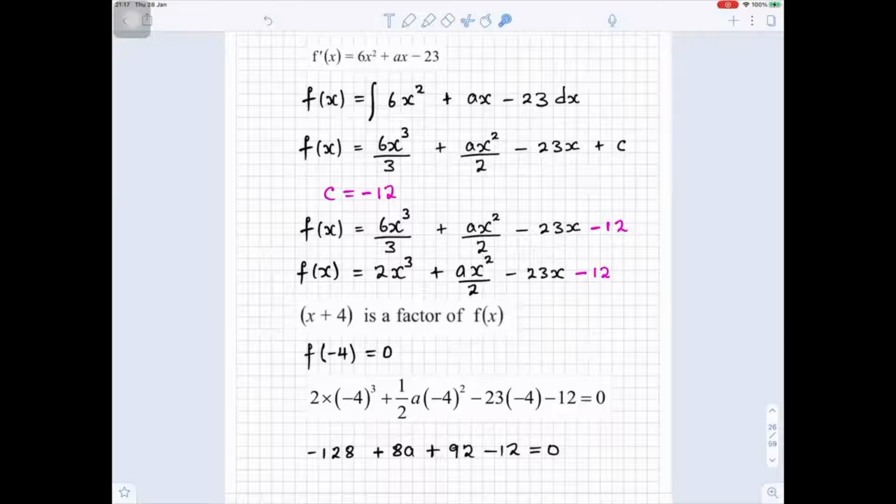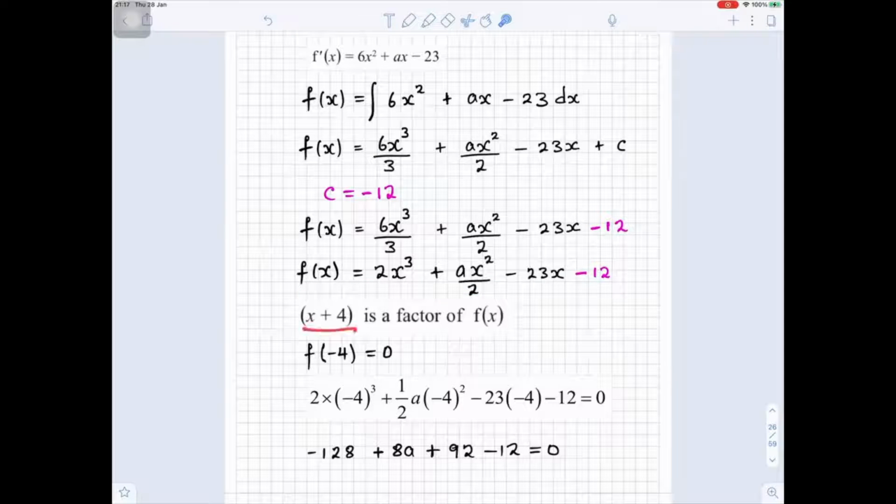But it tells us that c is minus 12. So we put in minus 12 for c. So we write it out with adding c and minus 12. Now 6 divided by 3, it gives you 2. So we write it out in this simplified form.